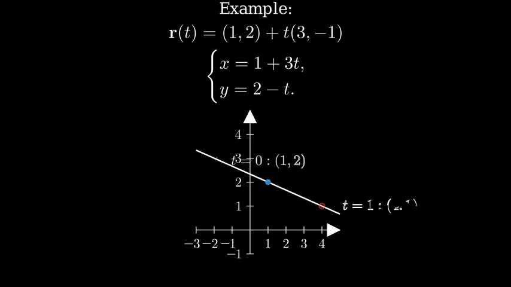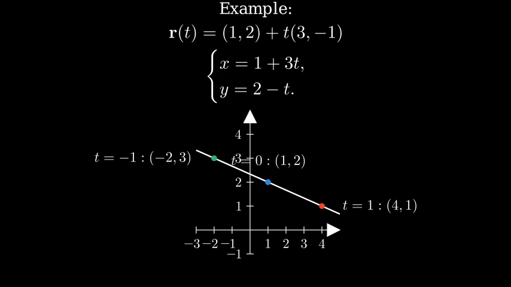As t varies, the point r(t) traces out our line. For example, when t = 0, we get the point (1, 2). When t = 1, we get (4, 1). And when t = -1, we get (-2, 3).